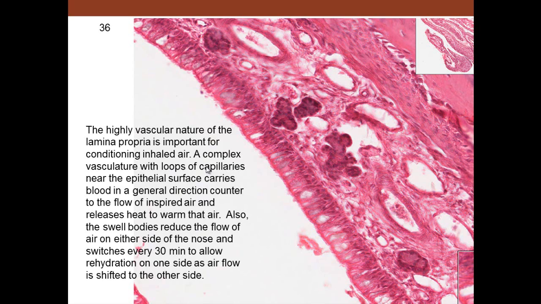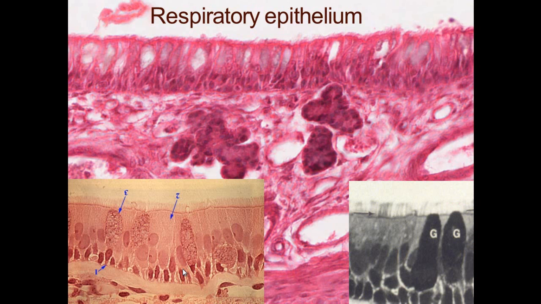Also, this rich vasculature is associated with swell bodies. Swell bodies reduce the flow of air on one side of the nose or the other side, and it switches back and forth every 30 minutes. That allows rehydration of one side of the nose and the nasal cavity as the air is flowing down through the other side. It'll switch about every 30 minutes.